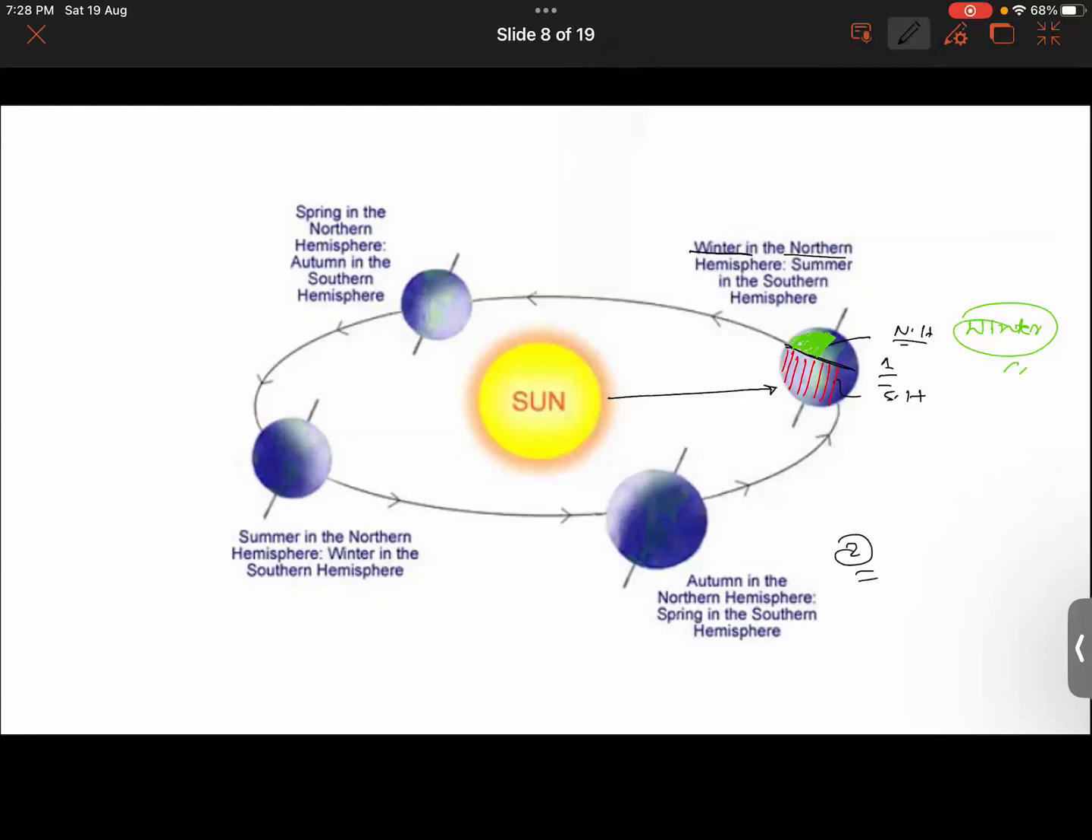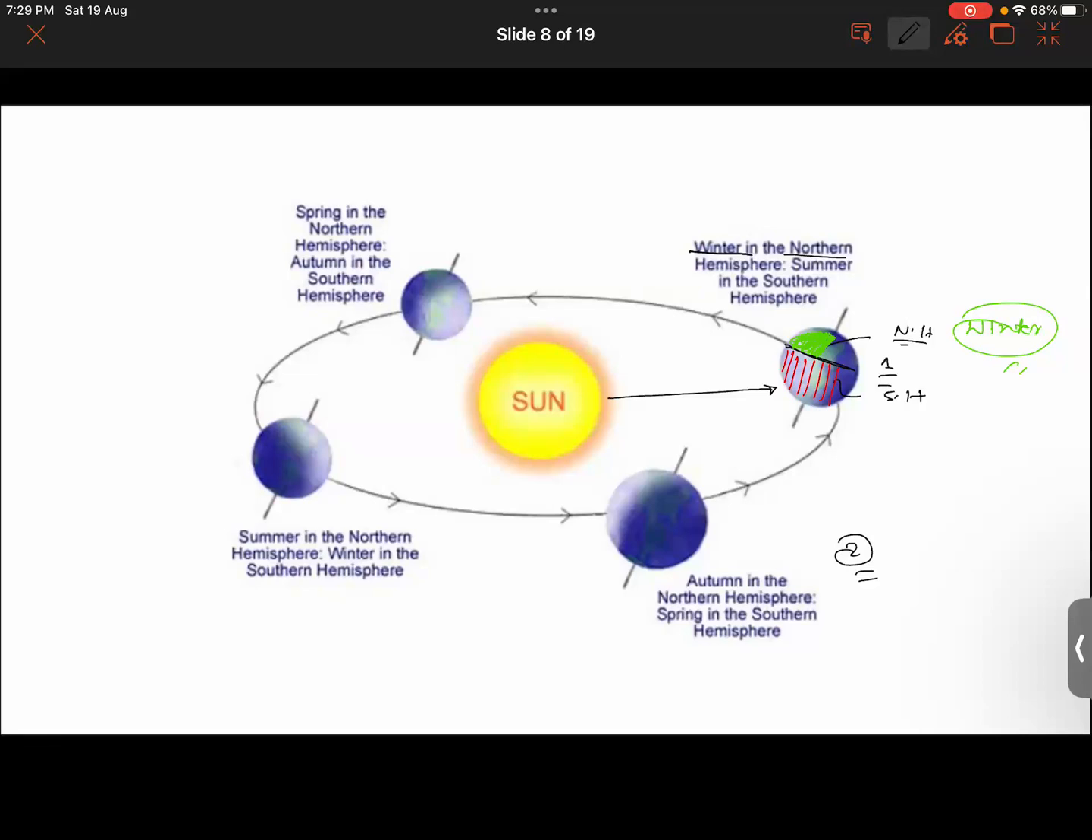So due to the rotation, the weather changes, right? Exactly. No, one second. Can I just leave for just one second? I have to just, okay, okay, no issue.